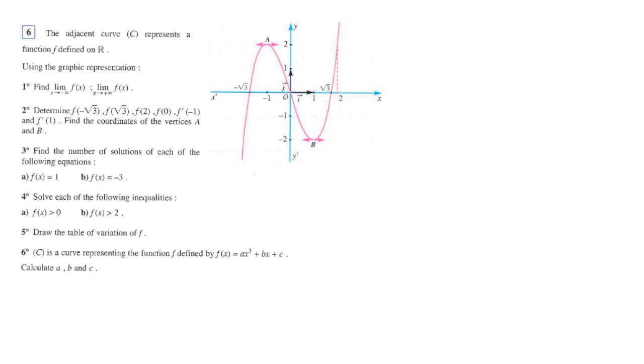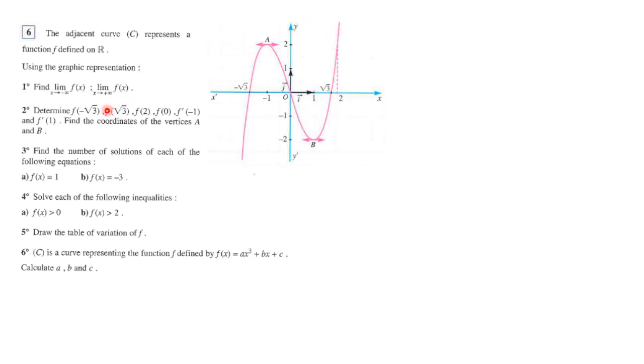Now another type of questions where you have already the curve and you need to pick out all the needed information. First of all, you need to find the limit for the function when x tends to minus infinity. It's known that when x tends to minus infinity, the function is minus infinity. Also, when x tends to plus infinity, the function is going to plus infinity.